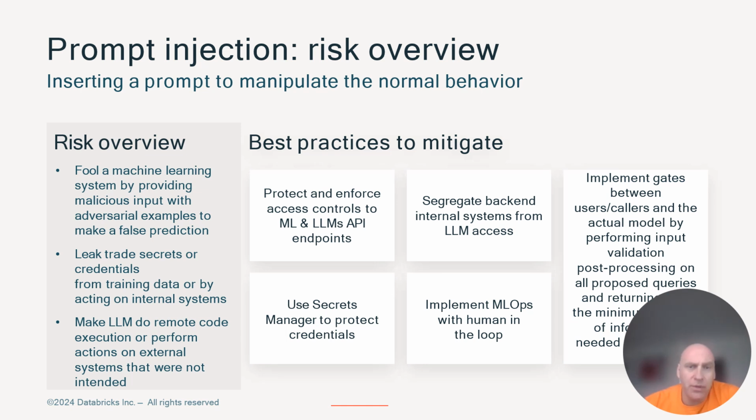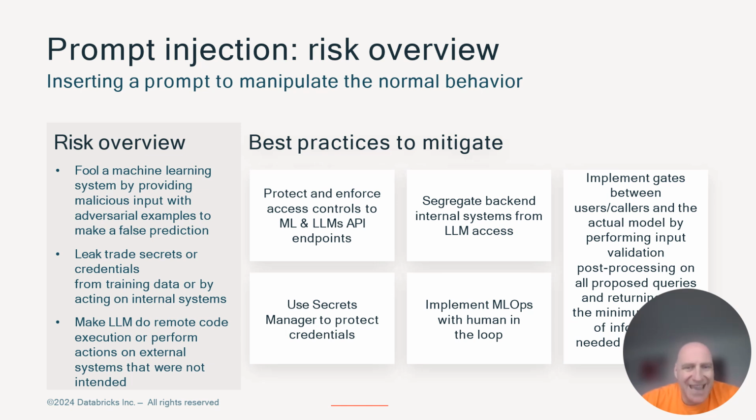So, prompt injection risk overview. Essentially, it's inserting a prompt to manipulate the normal behavior. So you can fool a machine learning system by providing malicious input with adversarial examples to make a false prediction. What it can lead to is things like leaking trade secrets or credentials from training data, or acting on internal systems. You can make an LLM do remote code execution or perform actions on external systems that were not intended. So let's explore some of the best practices to mitigate those risks.